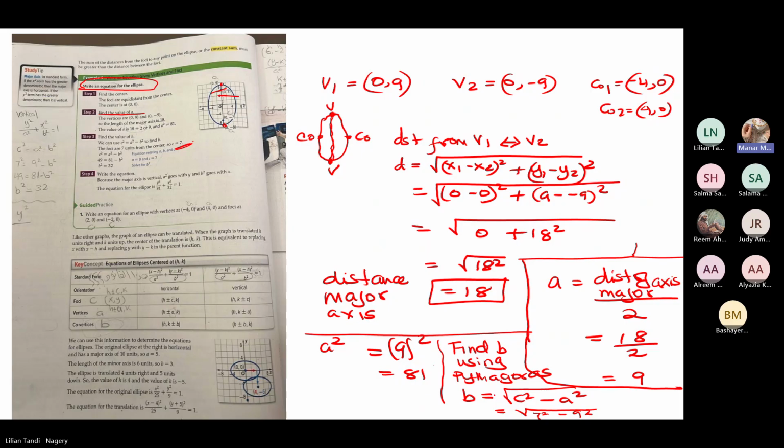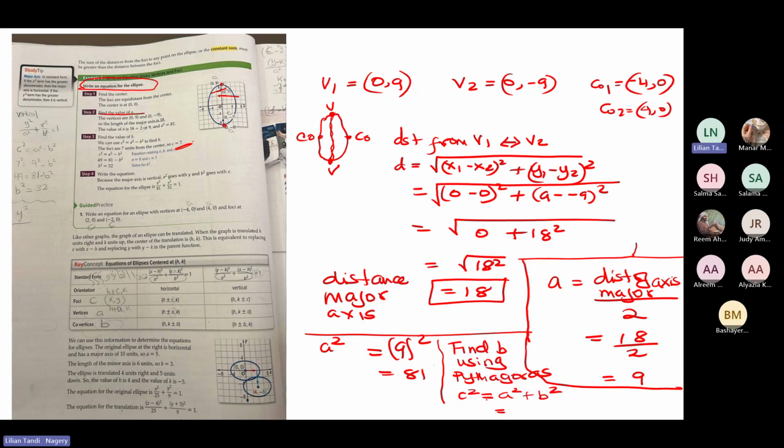Teacher, should we use the distance formula for A, or can we choose only, since we know that A is the vertices, so we know A equals 9? You can only do that if it's on the y-axis. If the ellipse moves this way, then it will change. You have to use the distance formula. So only if we have the center as 0, 0, we can use A equals 9. Yes.